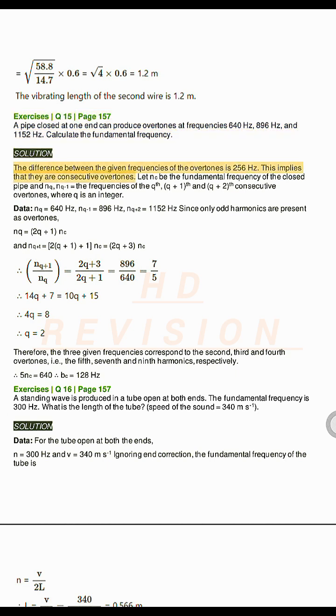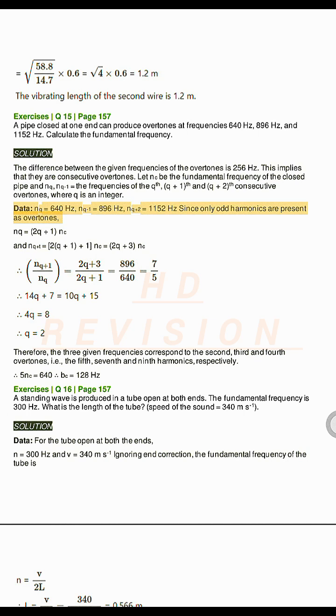The difference between the given frequencies of the overtones is 256 Hz. This implies that they are consecutive overtones. Let NC be the fundamental frequency of the closed pipe and NQ, NQ+1, NQ+2 the frequencies of the Qth, (Q+1)th and (Q+2)th consecutive overtones, where Q is an integer. Data. NQ equals 640 Hz, NQ+1 equals 896 Hz, NQ+2 equals 1152 Hz.